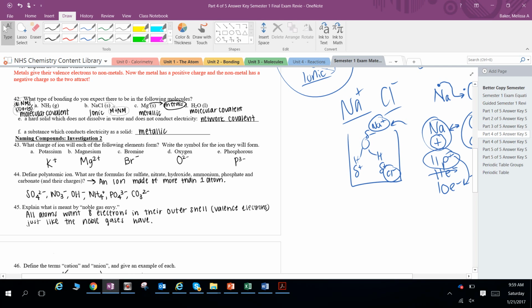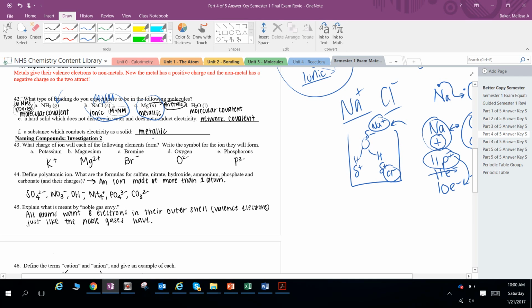What type of bonding would you expect there to be in the following molecules? A big hint when you see a gas is that it's molecular covalent. That's a sign. Molecular covalent things have low boiling points, so they can easily turn into a gas. This one has a metal and a nonmetal. We've been talking a lot about salt, so that gives it away that that's ionic.